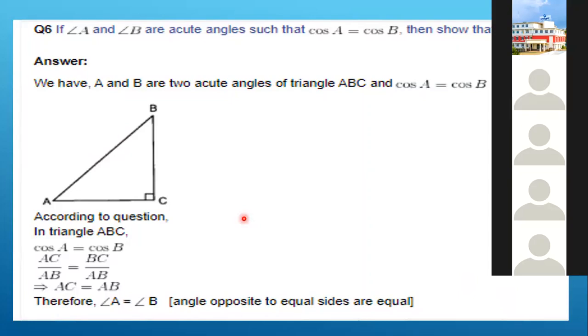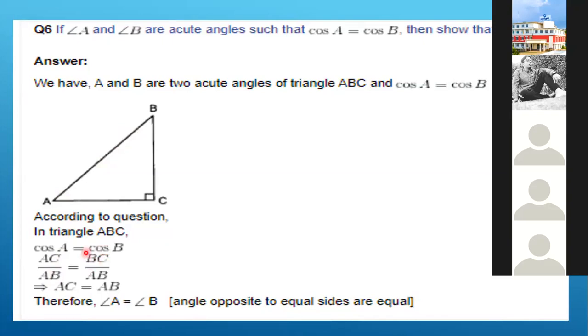Ma'am, why is it given AC is equal to AB, ma'am? What is cos A with respect to angle A? With respect to angle A, what is cos theta? Cos A is adjacent by hypotenuse. So AC by AB. Adjacent by hypotenuse.